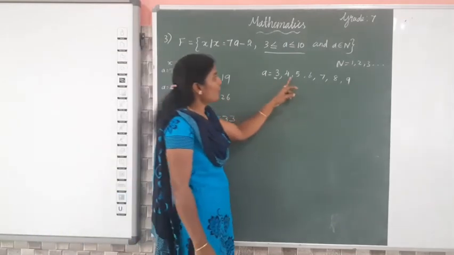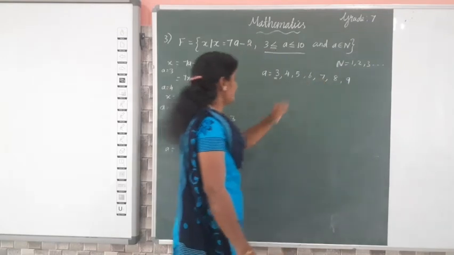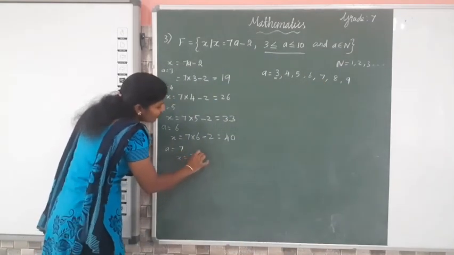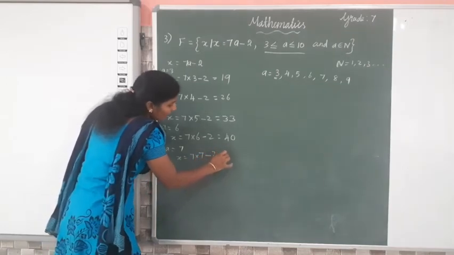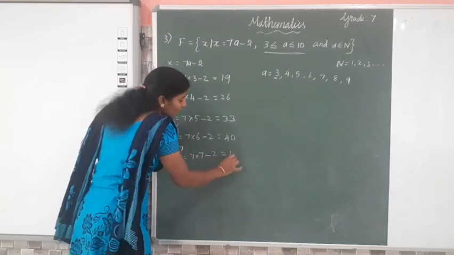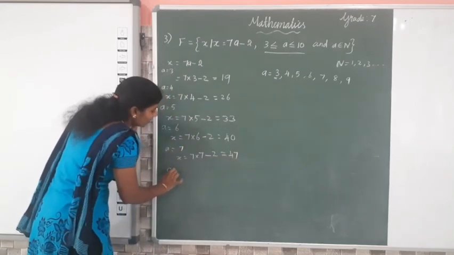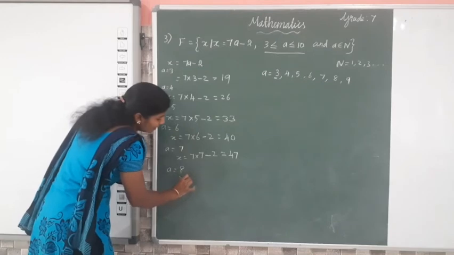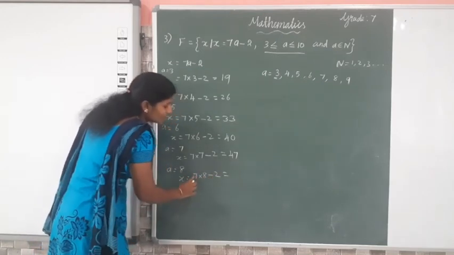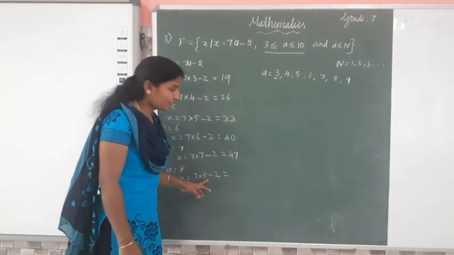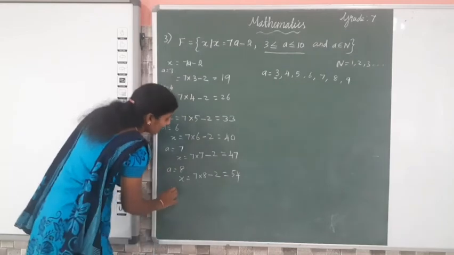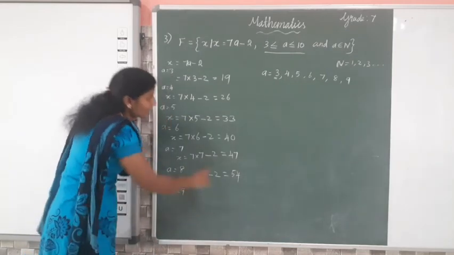Okay. 3, 4, 5, 6 over, then 7. You can apply here 7. Now here x equal to 7 into 7 minus 2 equal to 7 sevens are 49 minus 2, 47. Then A equal to 8. So x equal to 7 into 8 minus 2 equal to 7 8s are 56 minus 2. So 54. Then A is equal to 9. That is the last value.